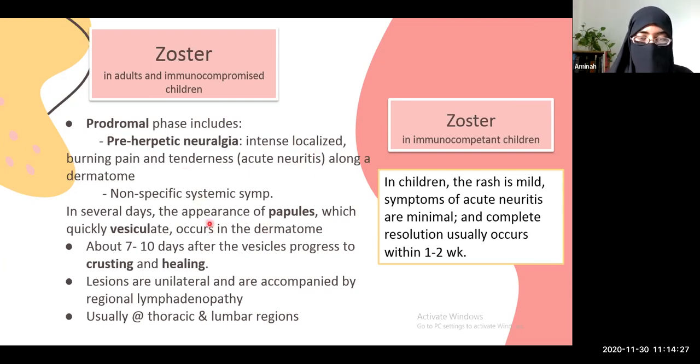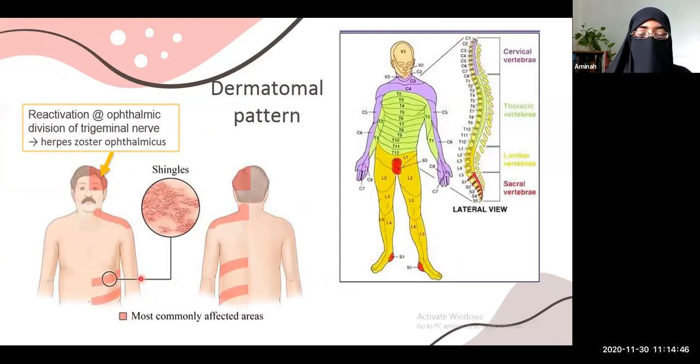Like in varicella, after the prodromal phase, in the eruption phase, there'll be macules and papules, which will then vesiculate, and then dry up, crust and heal. In zoster, the lesions are in a dermatomal pattern, and this is because of the infection of that sensory ganglion. It's either the right or the left sensory ganglion which is infected. So depending on which, the lesions will be in a unilateral distribution and won't cross the midline.